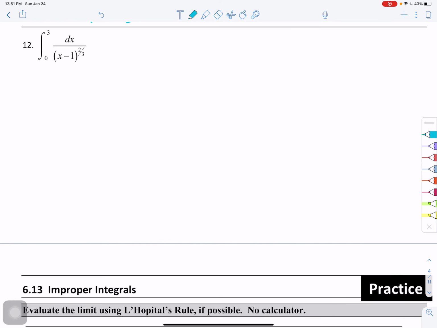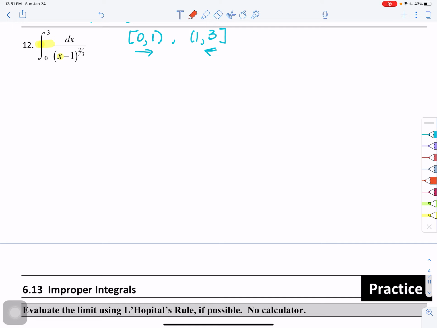Okay, going on to this next problem. What do you notice this time? We have a discontinuity at 1, and 1 is within this interval that we are integrating across, okay? So I need you to know this, that we will be integrating from 0 to 1, and then also from 1 to 3. So we will be approaching 1 from the left and then also from the right. So we will create 2 improper integrals.